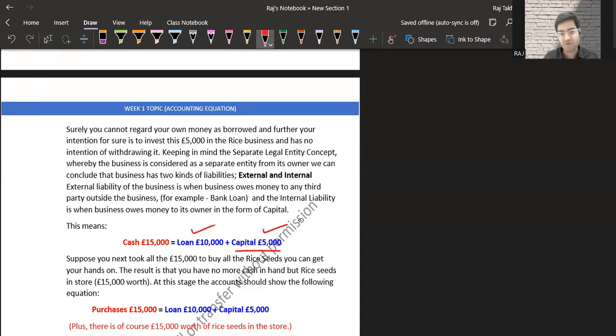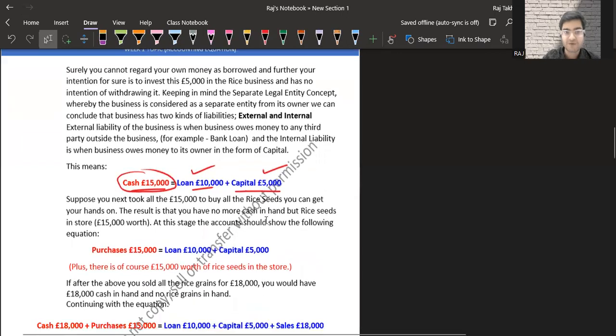Okay, so now you can all see that the cash of 15,000 pounds, 10,000 from the bank loan and 5,000 from Mr. A's own end, is the total amount of cash that he has right now. And on the other side, he has a loan of 10,000 pounds and a capital of 5,000 pounds. So if you try to equate these, you will find that the left hand side's total, which is 15,000, is equal to the right hand side's total, which is 15,000 pounds again.